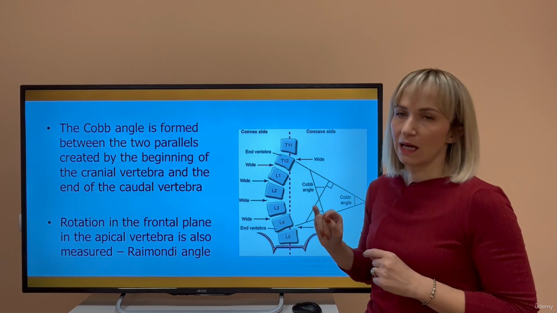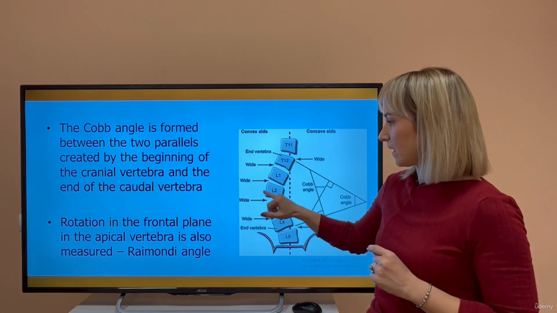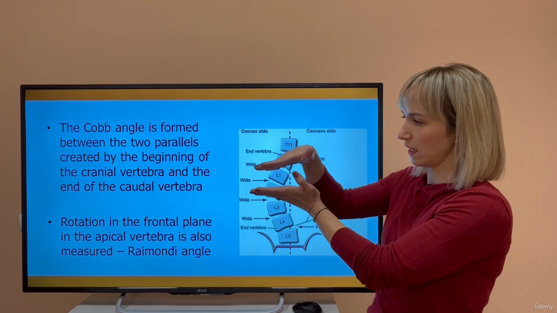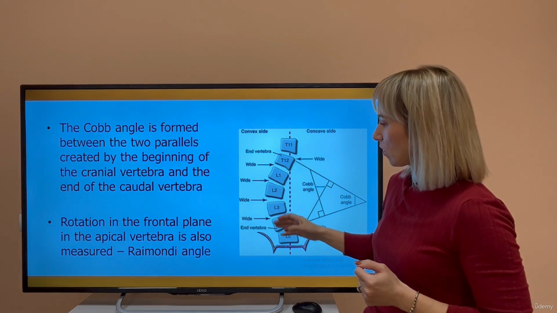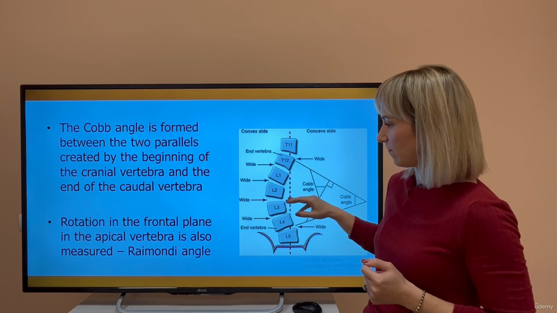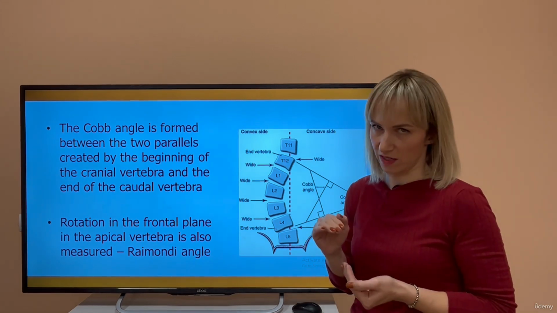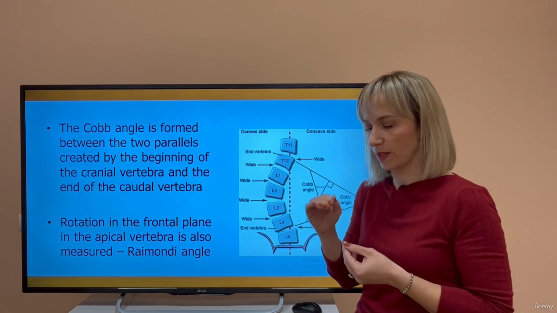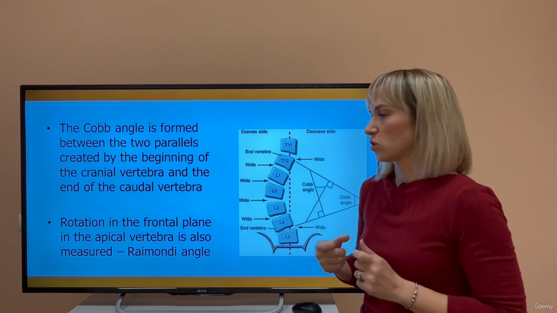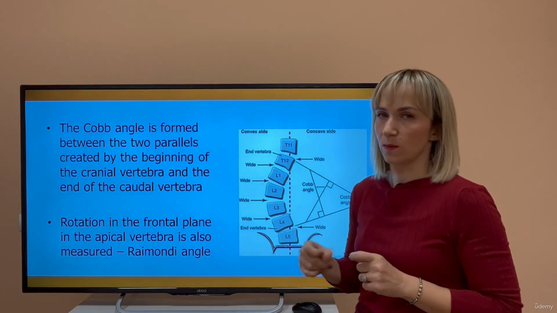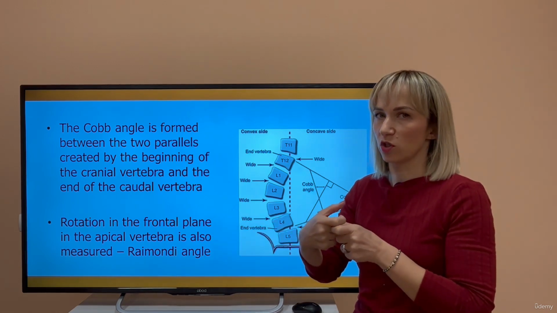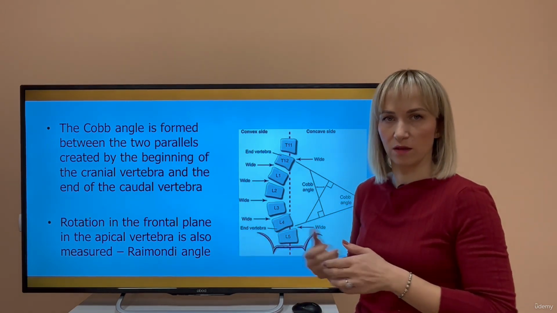The apical vertebra is the vertebra that is more horizontal in the concave side. So where is the more horizontal vertebra? It's the apical vertebra. And the apical vertebra is the vertebra that is mostly rotated. So when we explain the examination, you will see that we can measure the rotation of the vertebra with the Raimondi angle.